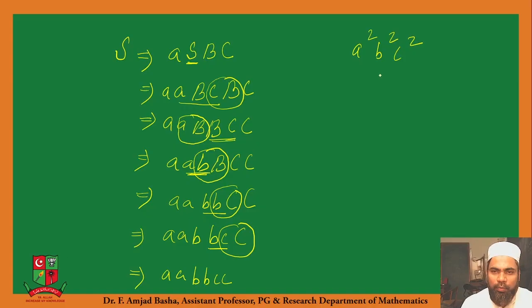So if you continue like this, you can generate different words of this language such as A cube, B cube, C cube, A power 4, B power 4, C power 4. You just keep replacing with the given set of productions, and you will be getting different words of this language. Okay, so above this you can even have ABC as well. So by using this set of productions, all possible words of this language can be generated.